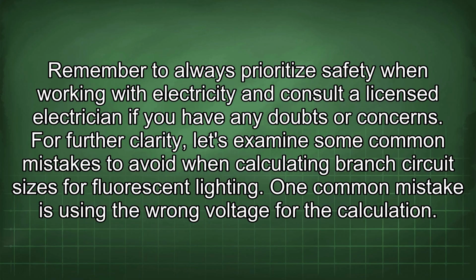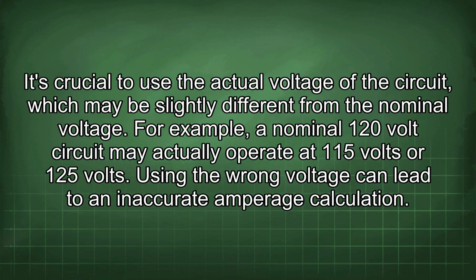For further clarity, let's examine some common mistakes to avoid when calculating branch circuit sizes for fluorescent lighting. One common mistake is using the wrong voltage for the calculation. It's crucial to use the actual voltage of the circuit, which may be slightly different from the nominal voltage. For example, a nominal 120 volt circuit may actually operate at 115 volts or 125 volts. Using the wrong voltage can lead to an inaccurate amperage calculation.